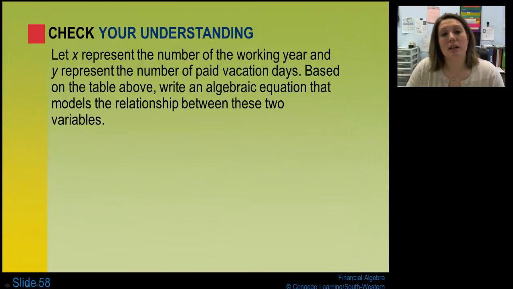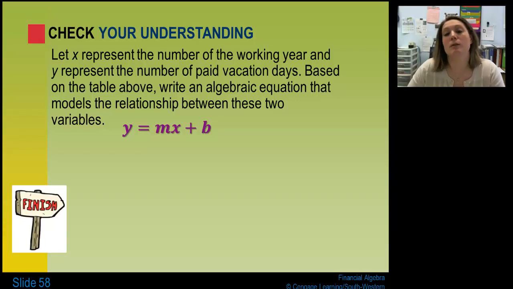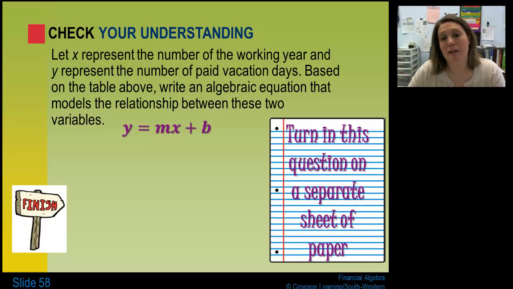Check your understanding. Let x represent the number of working years and y represent the number of paid vacation days. Based on the table that we created, write an algebraic equation that models the relationship between these two variables. So here's your clue: you're going to need y equals mx plus b. You need to tell me what the change is and what his starting value is, what his b was. So you need to finish this in your notes as well as turn this in on a separate sheet of paper, please.